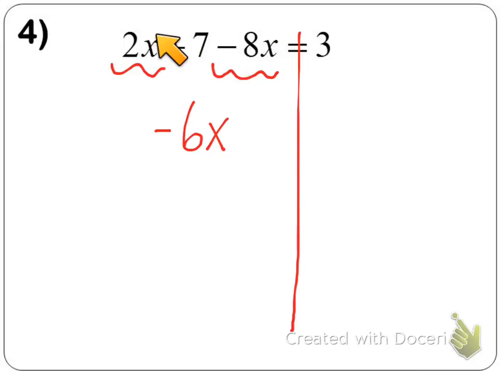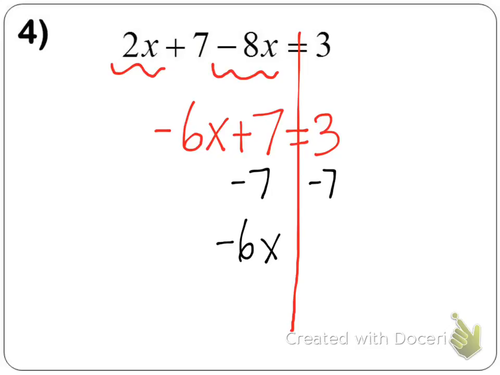So if this was plus, we would have added them. If it's minus, you just combine them however they're telling you to combine them. You don't do the opposite. So if it is subtraction, you just subtract. All right, I still have the plus 7 and I still have the equals 3. Anyone know what I would do next? Subtract the 7 from both sides. I get negative 6x equals negative 4. And then what? Divide both sides by negative 6.